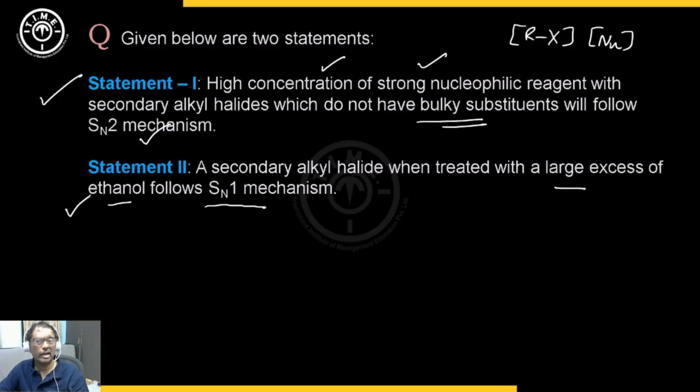So, a secondary alkyl halide doesn't have any big bent towards SN1 or SN2 because it is in between 1 degree and 3 degree. 1 degree wants to undergo SN2, 3 degree wants to undergo SN1, and 2 degree is in between. So, it can be molded. We can mold the secondary halide according to our requirement by choosing the solvent. So, when you have a large excess of ethanol, which is functioning as a polar protic solvent, it can do an SN1 mechanism. So, this is also possible.